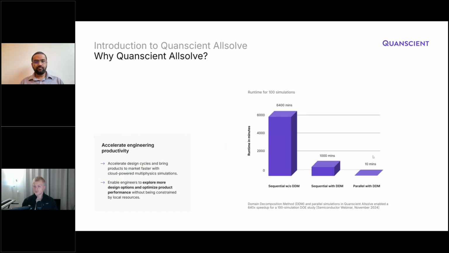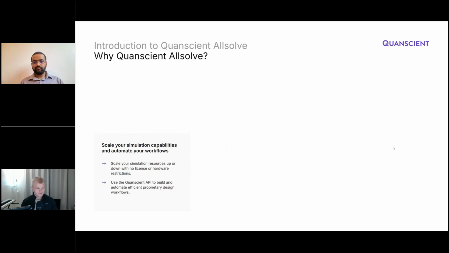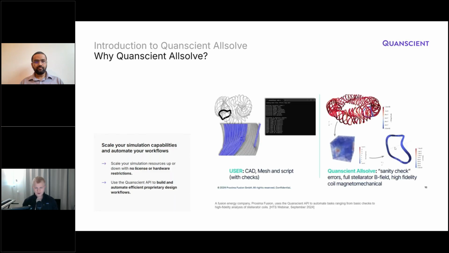And by the way, I will be sending out these slides to all of the attendees, so you can have a closer look at these examples. And finally, you can scale your simulation resources up or down with no license restrictions, and use the API to build and automate design workflows, for example, like this. So that's a crash course into Quanscient, for those of you who don't know, and why it's used nowadays.